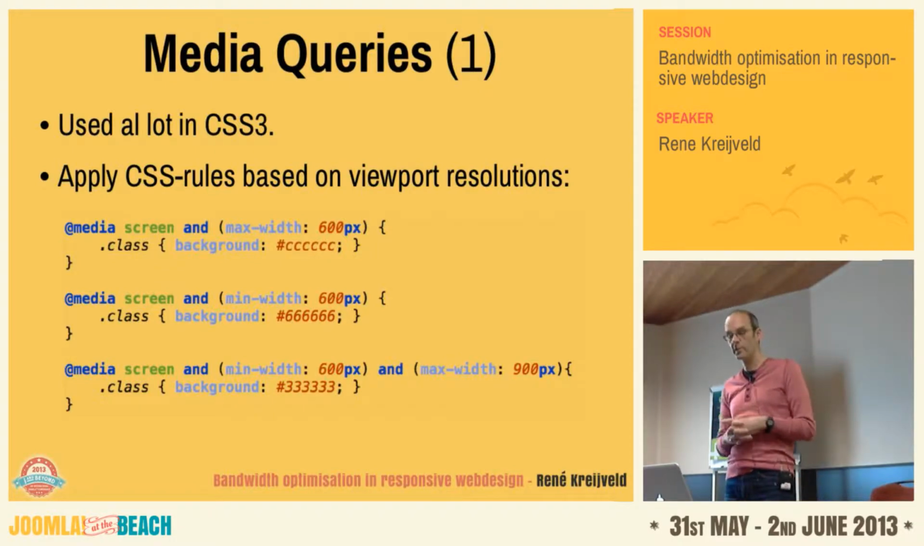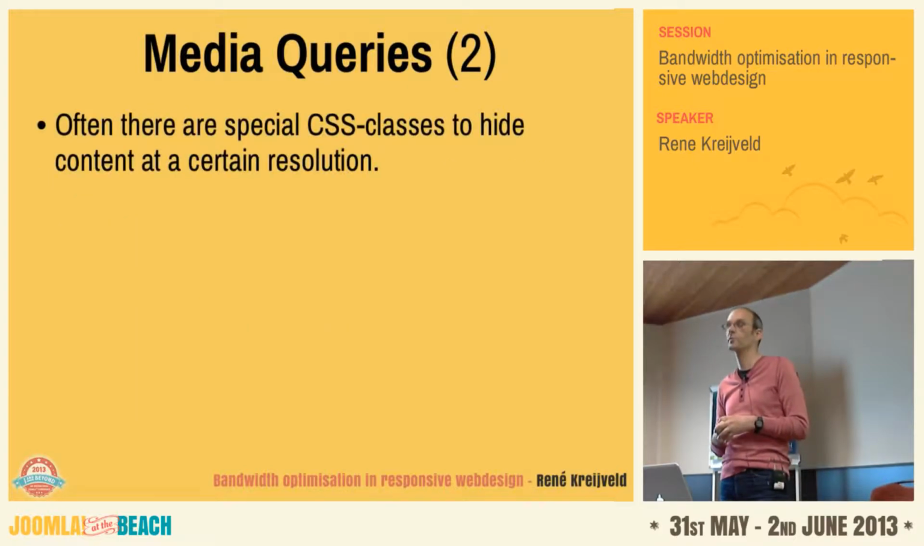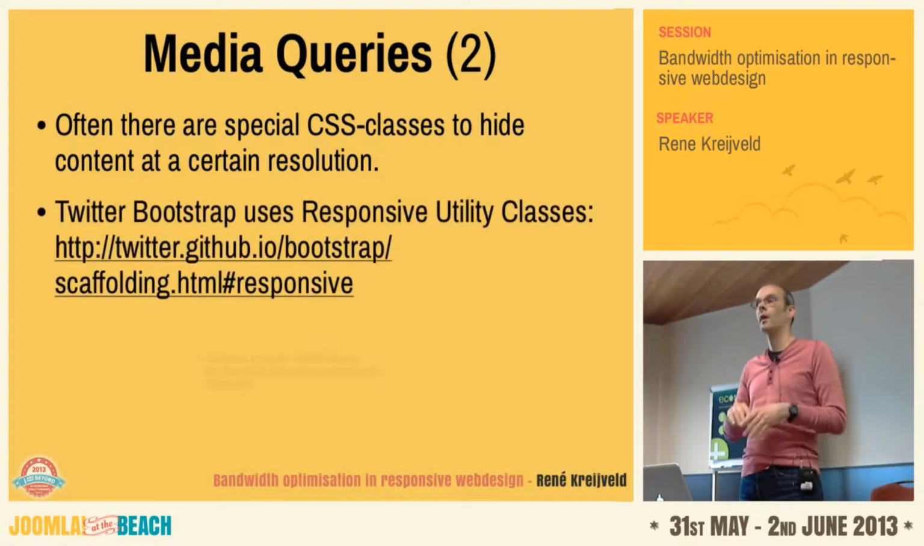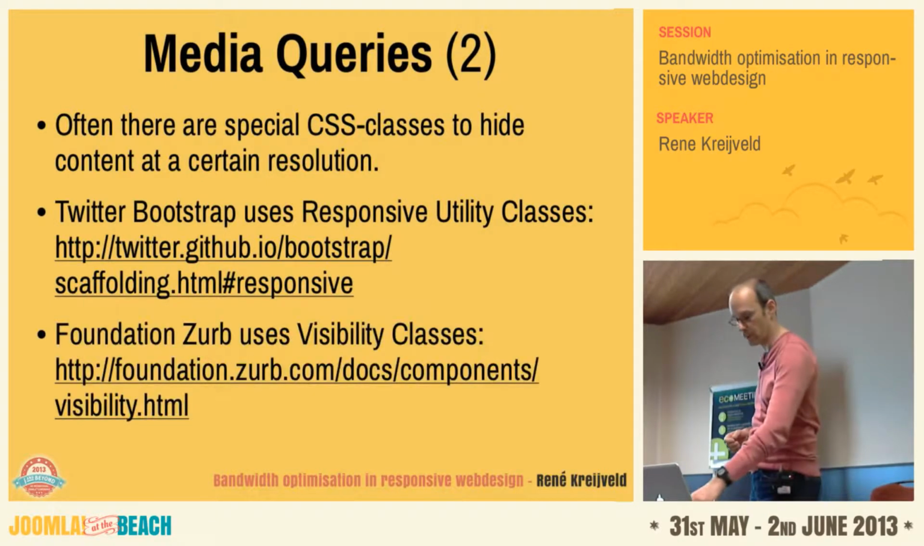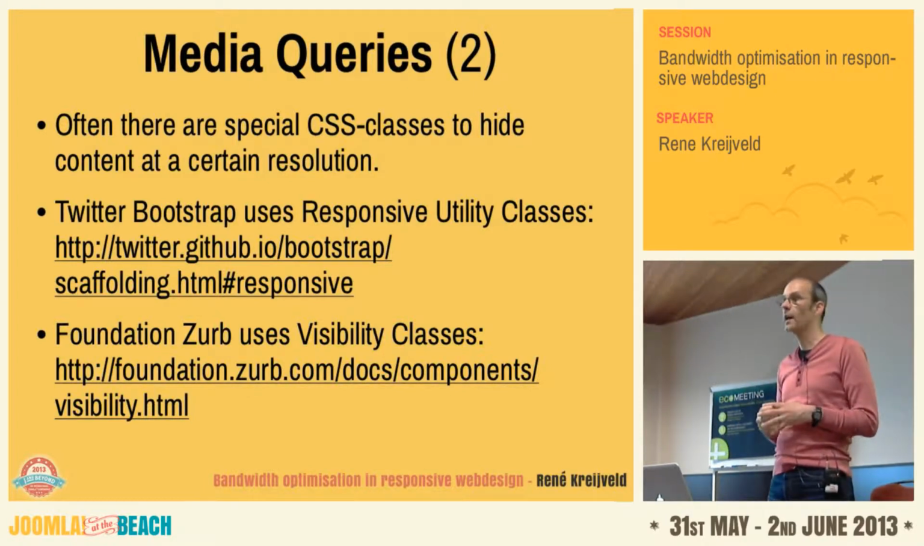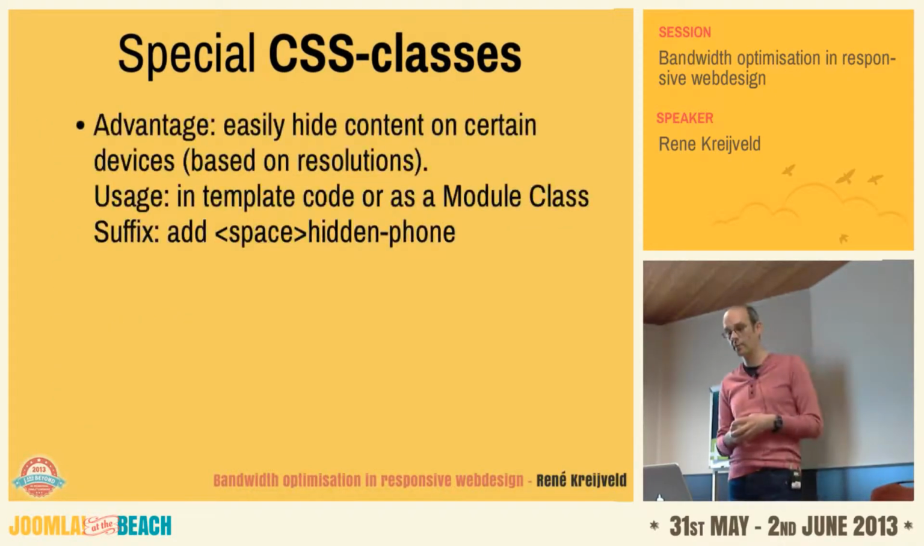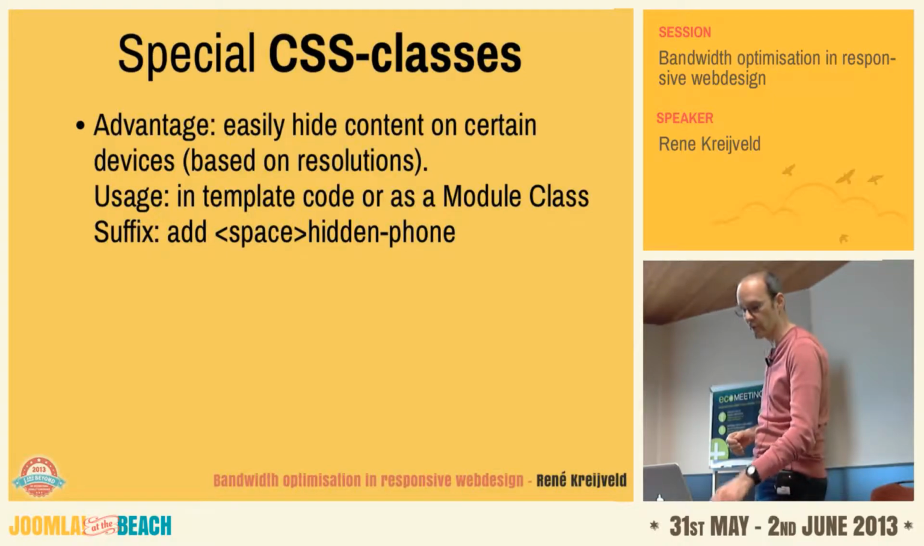Often there are special CSS classes to hide content at a certain resolution. Twitter Bootstrap uses responsive utility classes like hidden-phone or hidden-desktop, and Foundation uses other classes to identify the width of the screen or the viewport. There's an advantage to it. You can easily hide content on certain devices based on the resolution. For example, in the template code, or as a module class, you can add a space and hidden-phone, and it'll hide that element on the resolution for a smartphone.